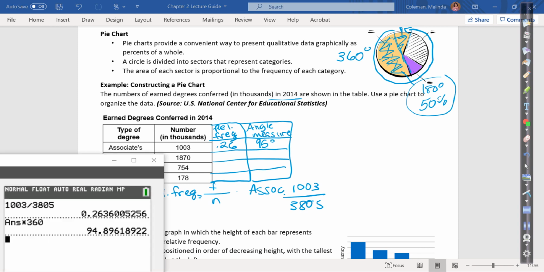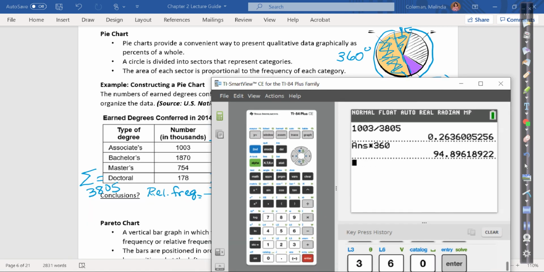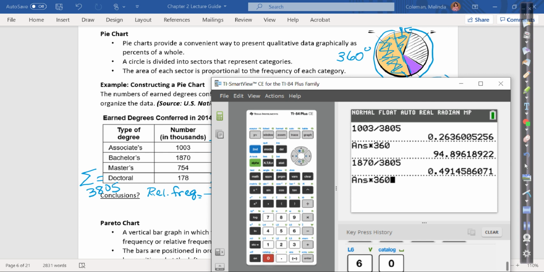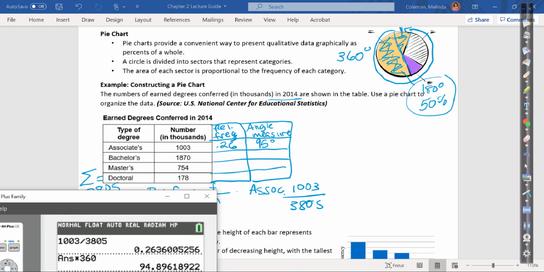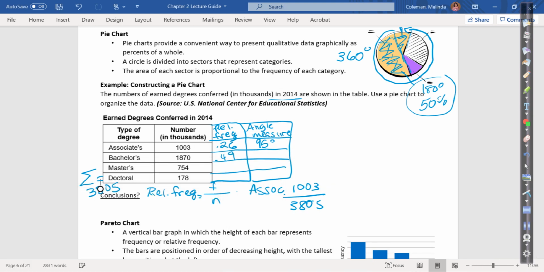If I do the same thing for the bachelor's degree, I have 1,870 divided by 3,805, which is about 49% of the data, or about half of the data. If I multiply that again by the 360, hopefully you realize it should be at about 180 degrees. So in all these cases, we are going to round. So this is about 0.49, which is about 177 degrees.